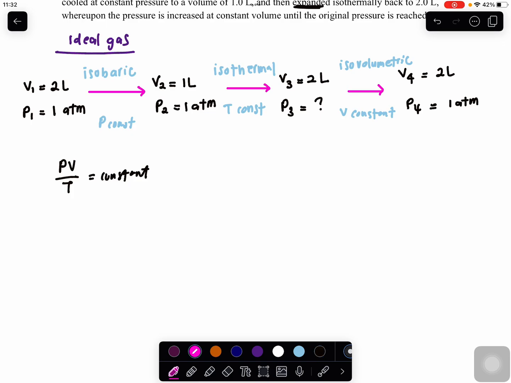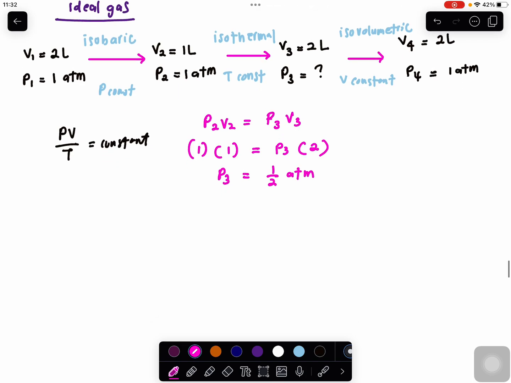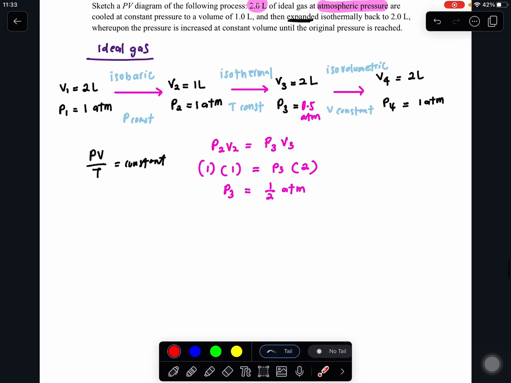T constant, so kita compare P1 V1 equal to, in this case P2 lah, kita pilih P2 kan. P2 V2 equal to P3 V3. Kita mau cari P3. So P2 is 1 ATM, V2 is 1 liter, P3 is, we don't know what that is, V3 is 2 liter. So P3 will be equal to 1/2 ATM. Okay, so kita sudah dapat value 1/2, 0.5 lah basically. So masukkan dekat sini, will be 0.5 ATM. Barulah kita boleh sketch PV graph.